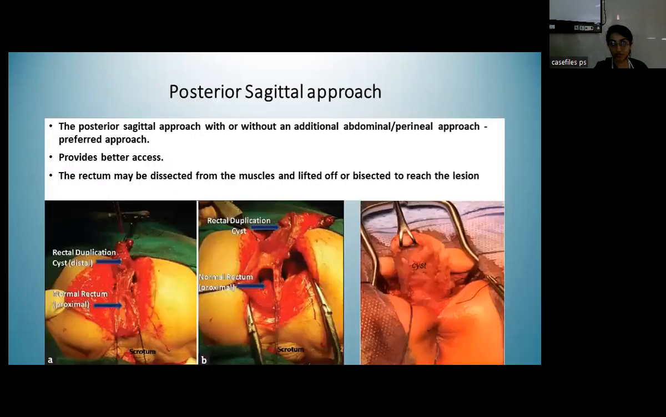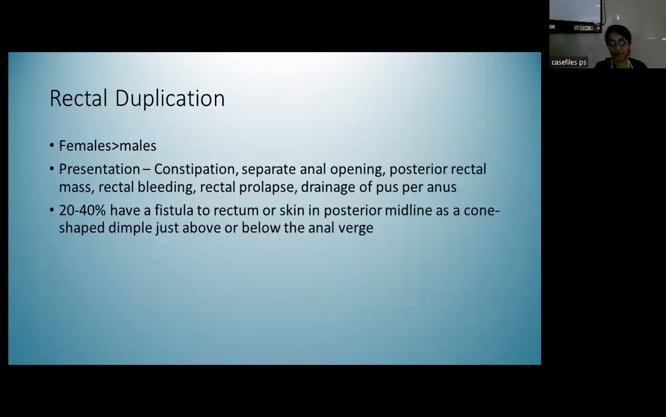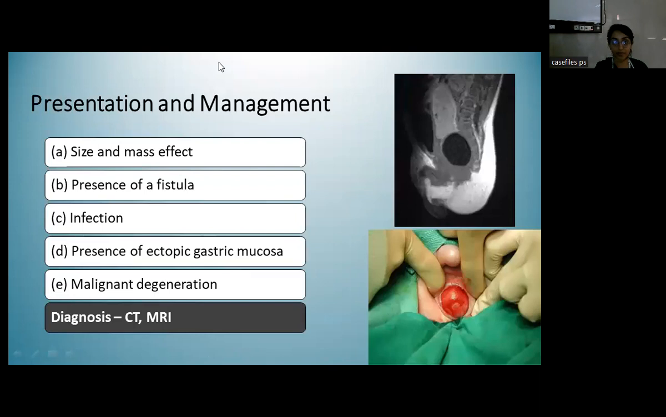It might be present above or below the anal verge. I have a picture of it. Presentation and management is based on these 5 features: the size and the mass effect of that particular duplication, the presence or absence of a fistula, if there is any infection, the presence of an ectopic gastric mucosa, or, in adults, malignant degeneration.